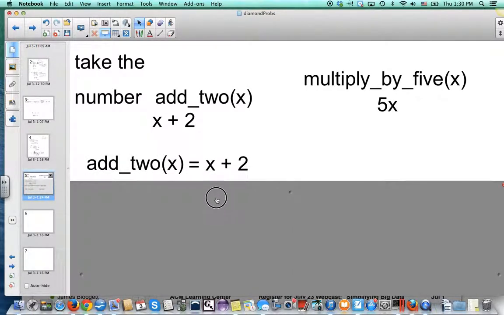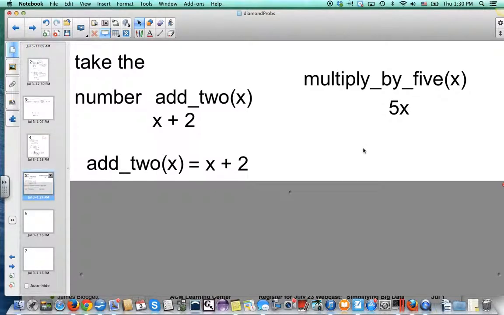And so if you take computer programming, which I hope everybody does, you would see a function name called add2, and then x is the number that you're going to put into the function machine, which is the same thing as saying x plus 2. So over here I have a multiply by 5 function, and it takes a number and multiplies by 5, so that just means 5 times x.